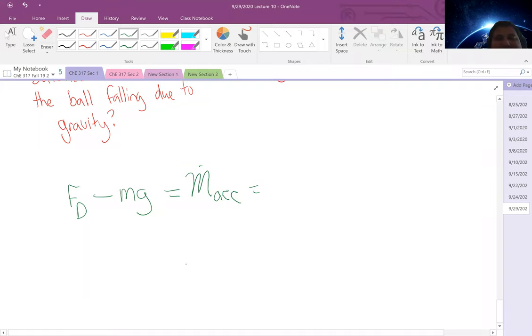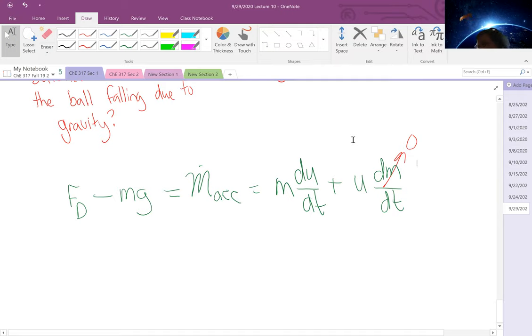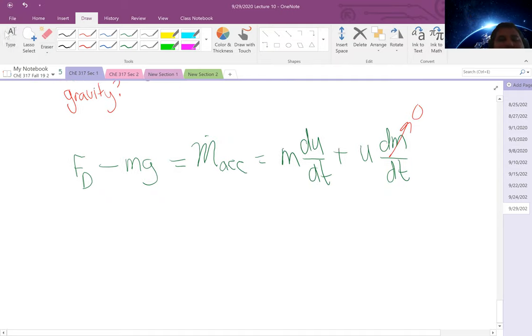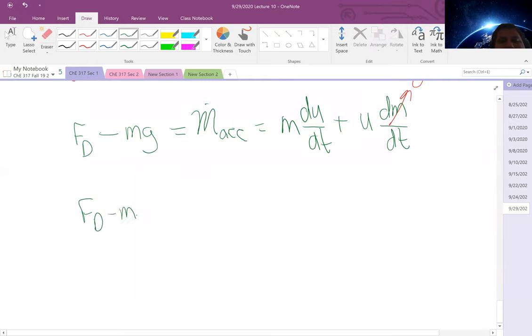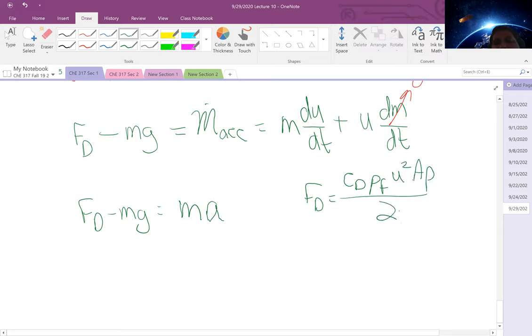Which, as we've defined previously, is the mass times our change in velocity with respect to time plus our velocity times our change in mass with respect to time. There's no change in mass for the ball, assuming it holds up okay as it falls. So what we're left with is our drag force and our gravitational force equal to mass times acceleration. Our drag force we've already defined as our drag coefficient times the density of the fluid, for reasons I'll show in a second, times the velocity squared times the projected area over 2.